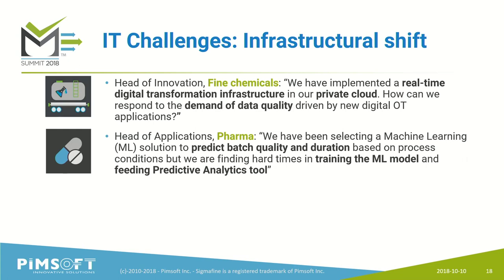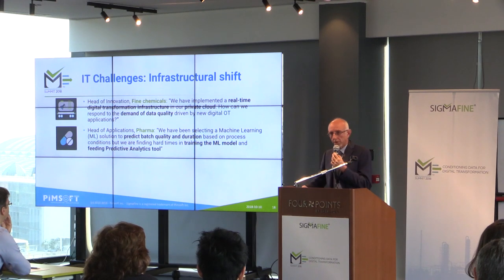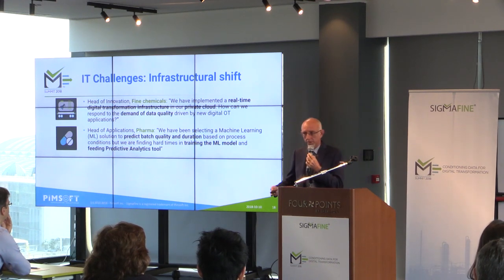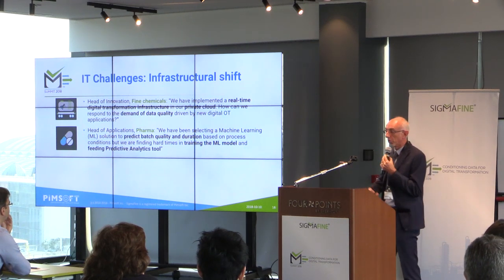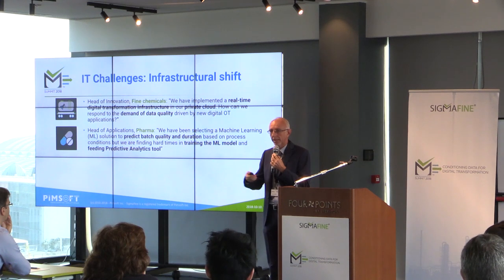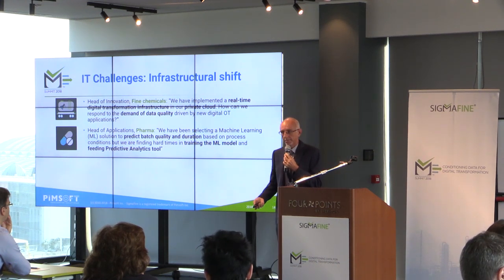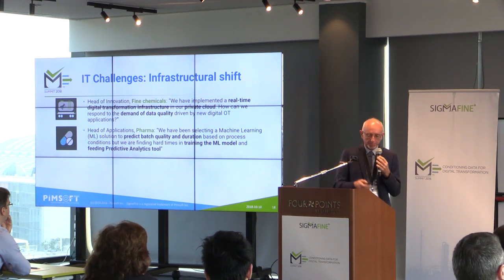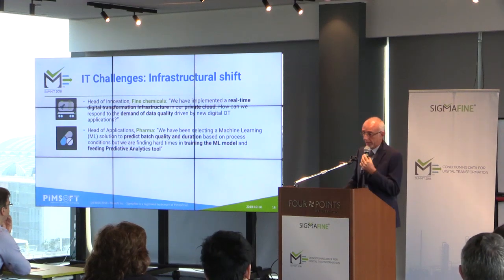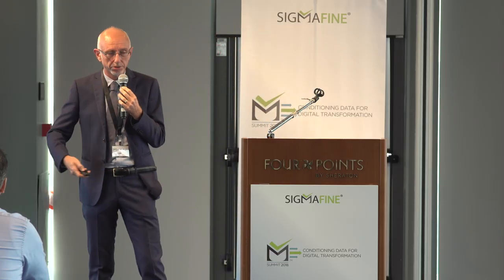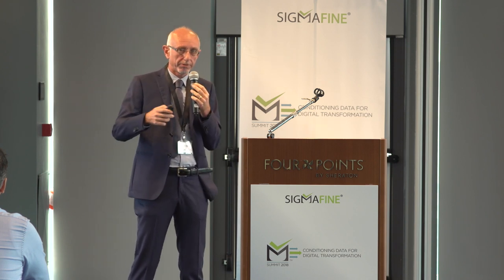Also, even more specific, this is a case in the pharma industry. They are implementing a machine learning solution. They want to predict the quality and duration of the batch based on the process conditions. But in order to train the model and then to run the model, they obviously need a well-conditioned data set. Otherwise, the machine learning will be learning biased patterns, and the decisions will then be biased. Okay, so this is a very current case. What we recommend is that before you start using machine learning or AI solutions, data quality is very, very important. Sigmafine is one piece of this solution.